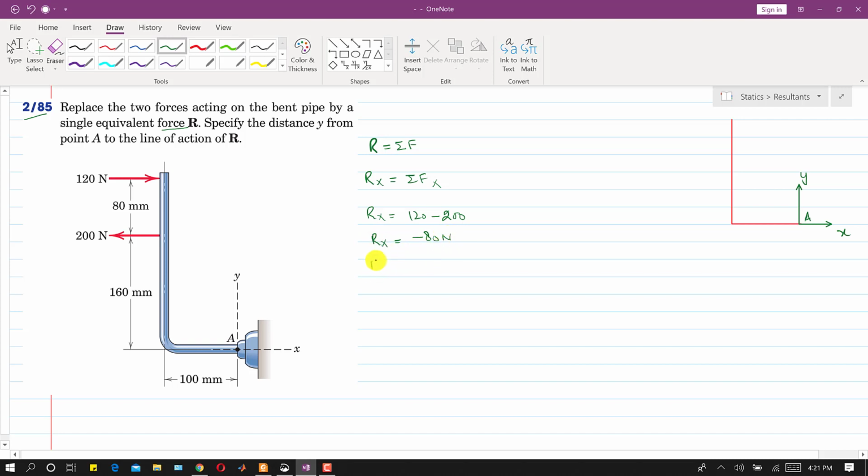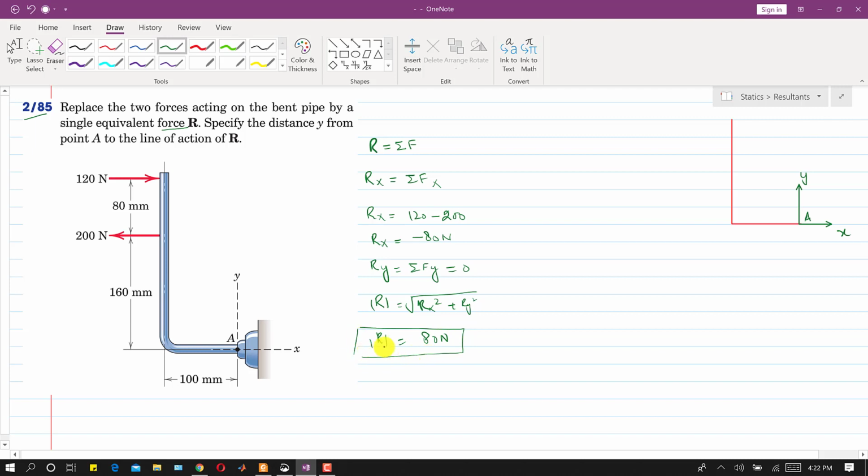And similarly, if you want to find Ry, it will be equal to the summation of all forces along y. There is no force along y, so this means that Ry is equal to 0, right? And if you want to find the magnitude of R, it will be equal to 80 newtons, or we can find it by Pythagoras theorem. So it will be equal to the square root of Rx squared plus Ry squared. Since Ry is 0, we will be left with the magnitude of Rx, so we will be left with 80 newtons.